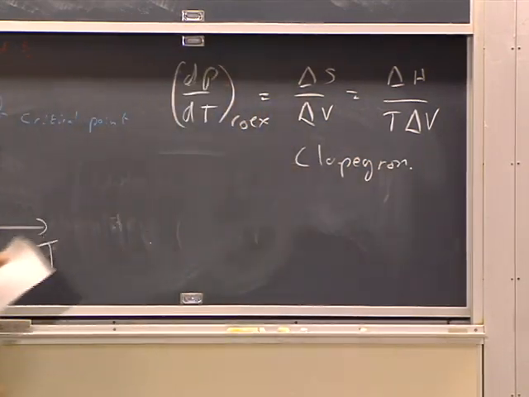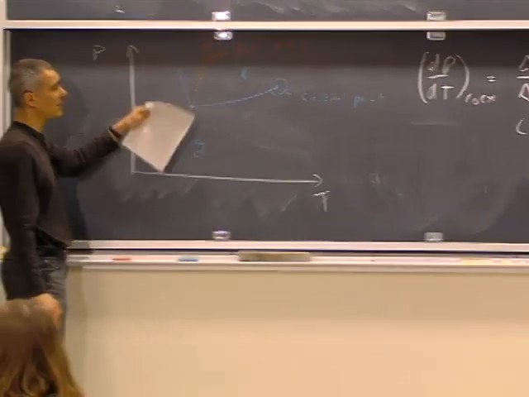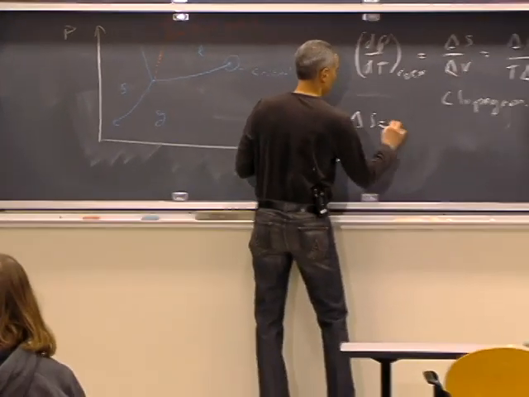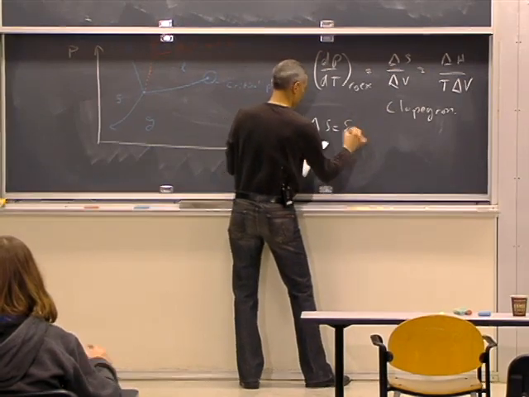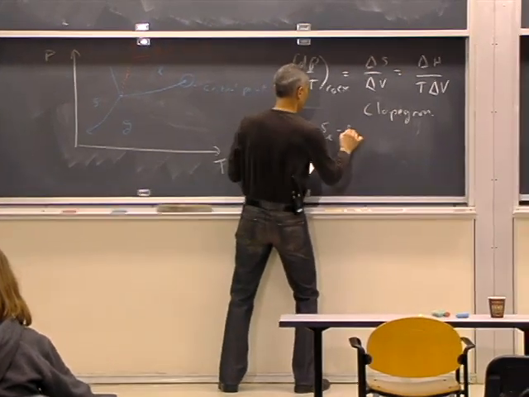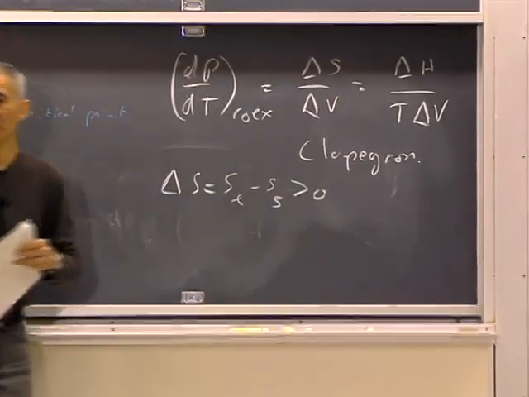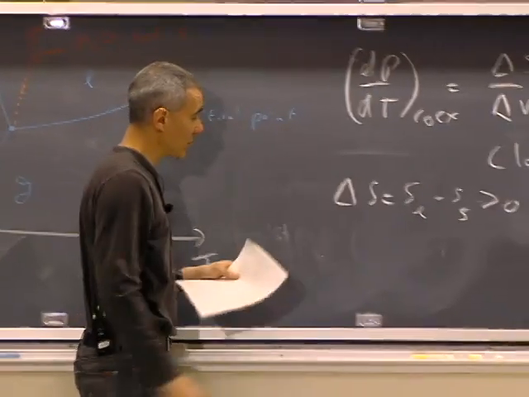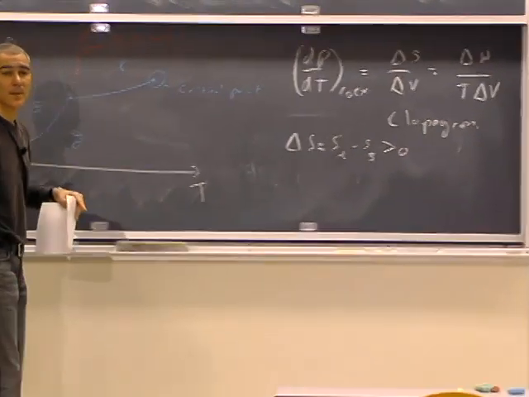Right. Now, the slope of the curves, for instance, if I look at the solid-liquid line, delta S for solid-liquid is going to be S liquid minus S solid. And you know that's greater than 0 because the entropy in a liquid state is much bigger than in a solid state. If you have a crystal, the entropy is very small. Liquid state, much more disorder. You've got a positive sign here. Yes? Questions?